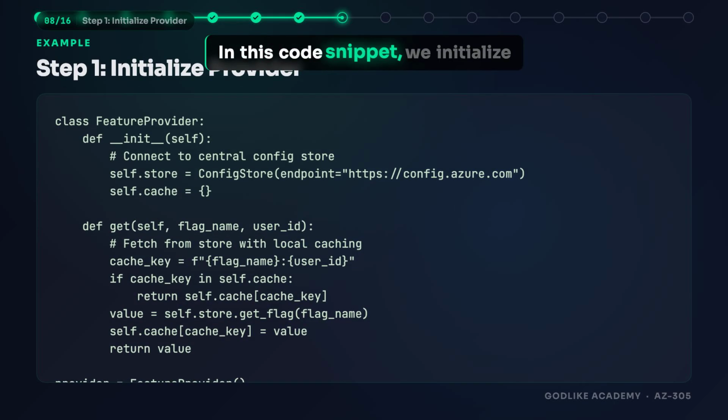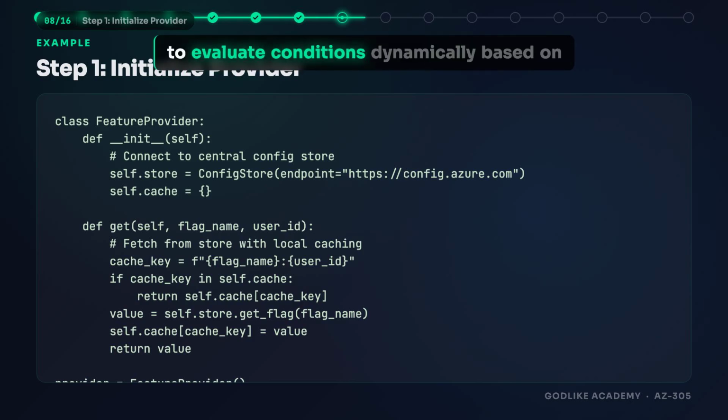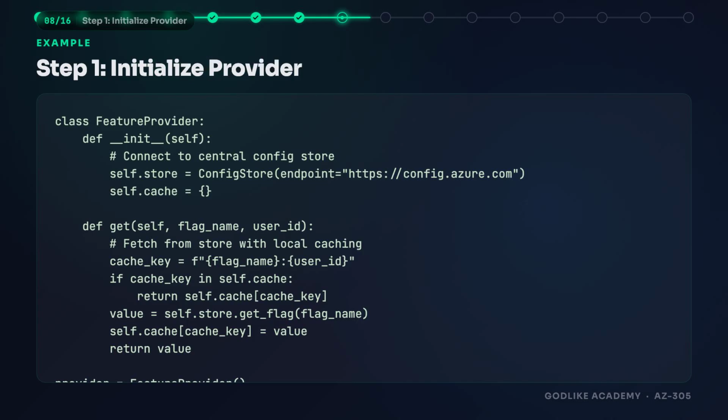In this code snippet, we initialize the feature provider. The feature provider class connects to a central store like Azure App Configuration or LaunchDarkly. We instantiate it once at startup to ensure we have access to the flag definitions. This setup phase prepares the system to evaluate conditions dynamically based on the current configuration state.